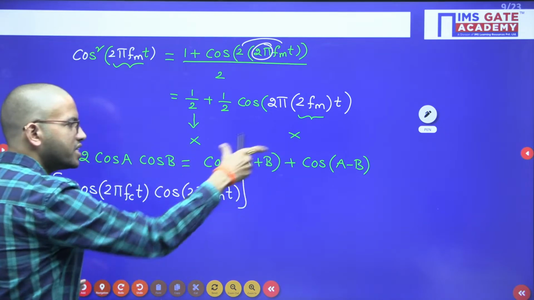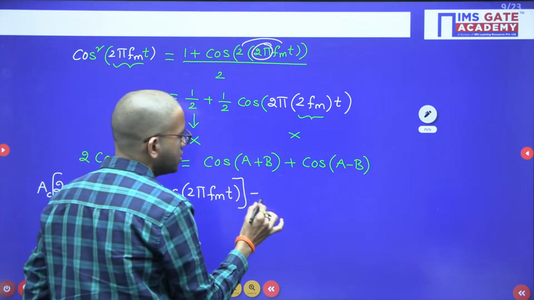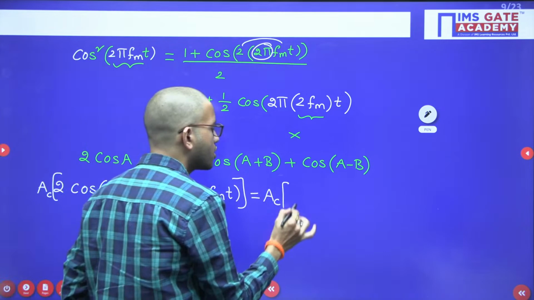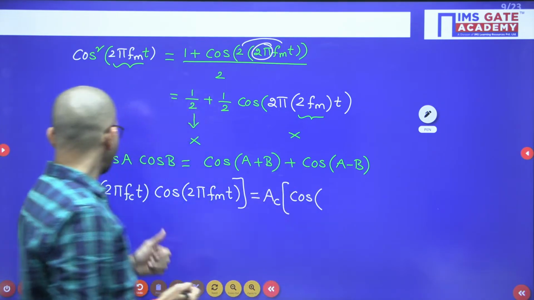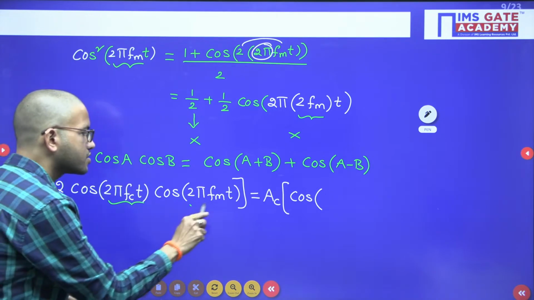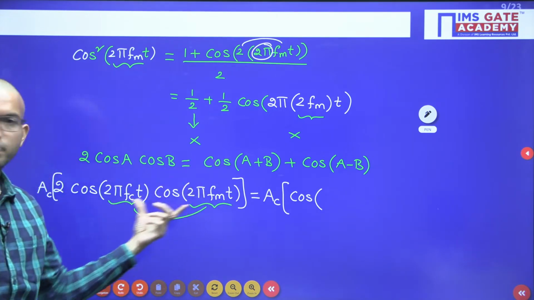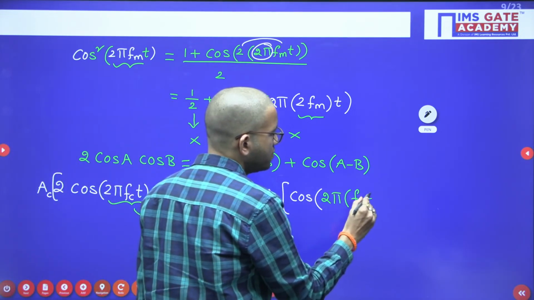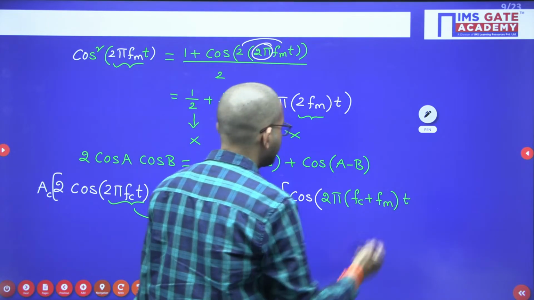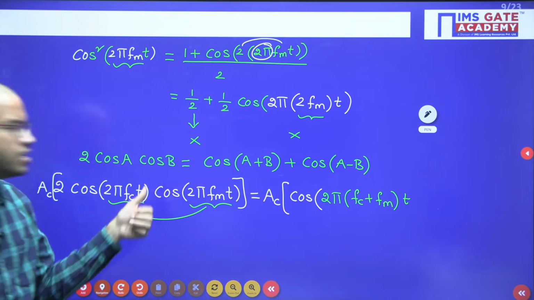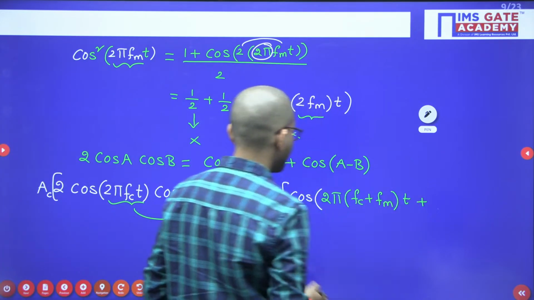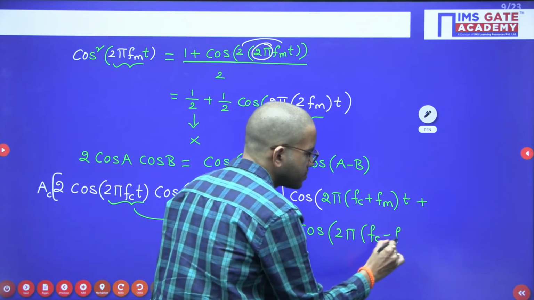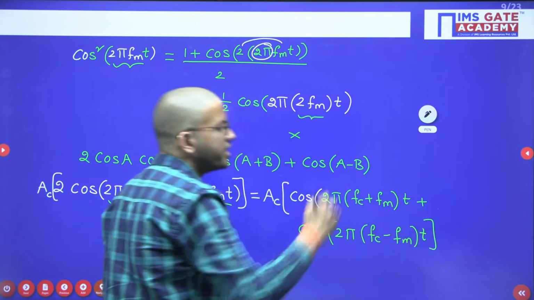Now you can use this trigonometric equation. By using this equation, I am keeping AC as it is. 2 cos A cos B is nothing but cos sum plus cos difference. Cos sum means you have to add these two terms, and difference means you have to subtract these two. From these you can take 2 pi as common: cos 2 pi into (fc plus fm) into t, plus cos 2 pi into (fc minus fm) into t.